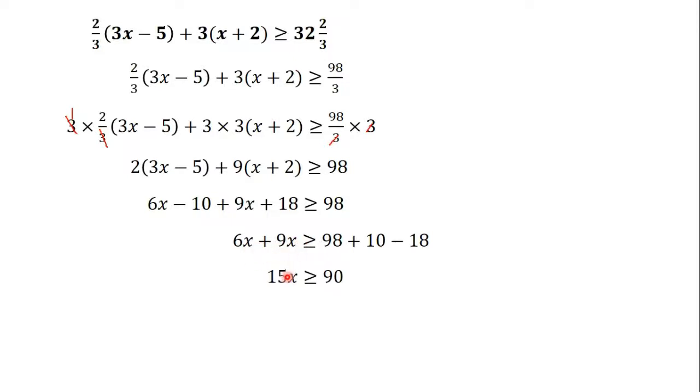6x plus 9x will give us 15x. 98 plus 10 minus 18 will give us 90. From here, we divide through by the number attached to the variable. So we divide through by 15. We are going to have 15x divided by 15 greater than or equal to 90 divided by 15. 15 will cancel itself, so we are going to have x here. 90 divided by 15 will give us 6. So the solution to this inequality is x is greater than or equal to 6.